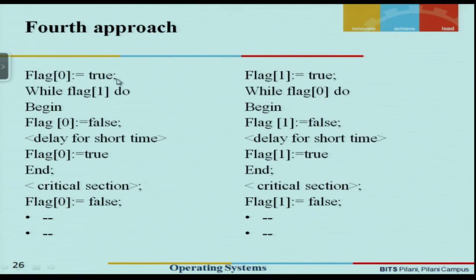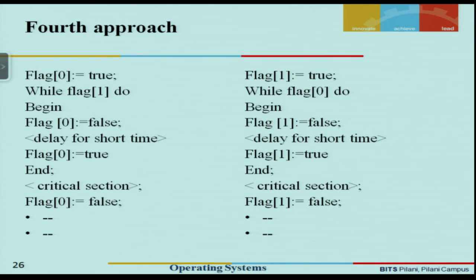After marking its intent, that is, that it wants to do the critical section, flag 0 is marked true, but as soon as it found that flag 1 equals to true, it went and marked its flag equals to false. So this is the approach. This approach looks sound, looks good, because in the previous example we had seen that the third solution failed primarily for one reason, that there was no way of backing off.